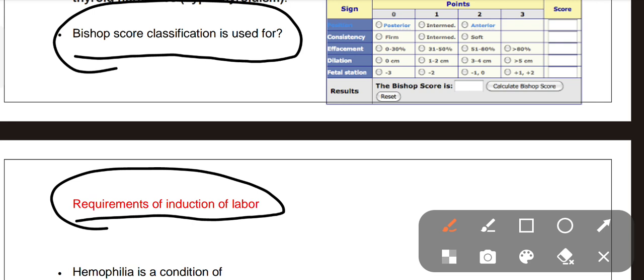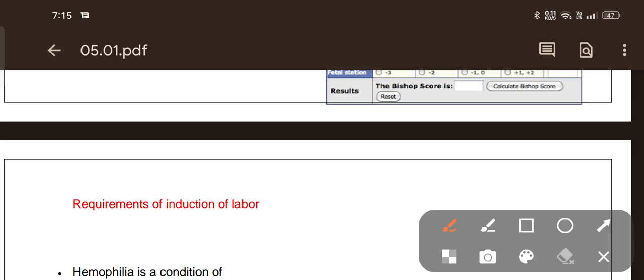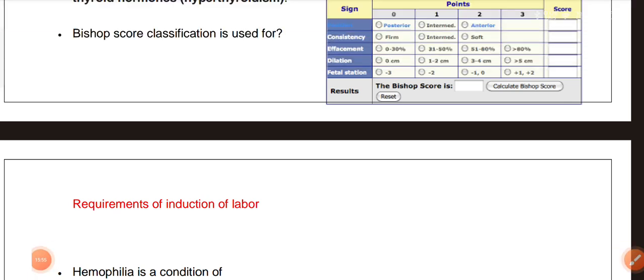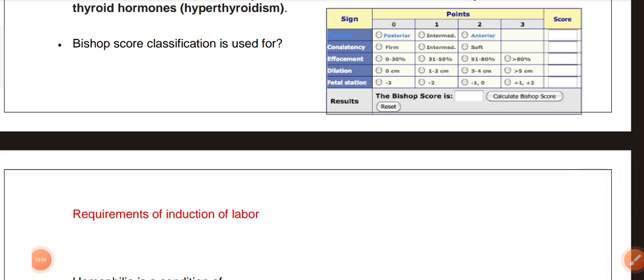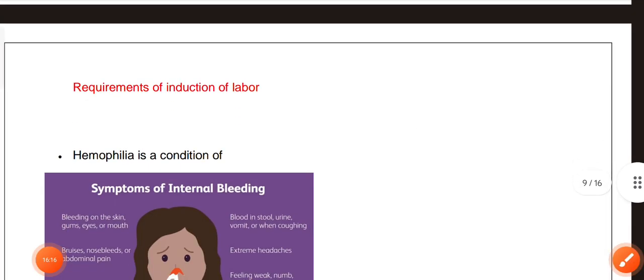During the labor, what are the items or requirements assessed or clinically seen by the Bishop score? So the main function of the Bishop score classification is the requirement of induction of labor. You can see here the Bishop score scale scoring 0, 1, 2, 3 like that. Firstly consistency, effacement, dilation and fetal station. So this Bishop score classification is used for the requirements of the induction of labor.